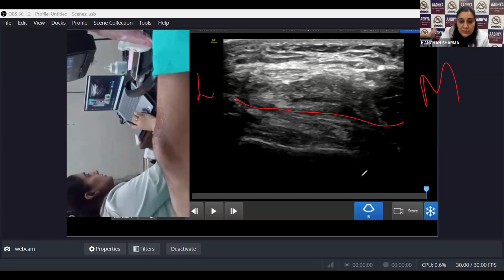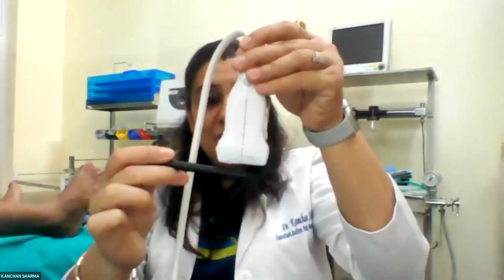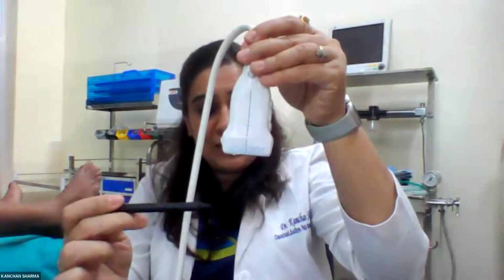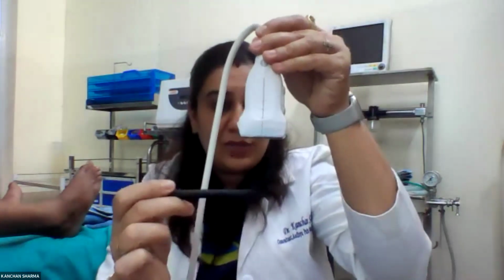Okay, let me stop this and show you here. Now it will be visible to you nicely. So if this was our probe, we have identified that your suprapatellar recess is located at a depth of approximately 2 centimeters from the skin, right? So if this was the skin, I will calculate 2 centimeters from it, and I will go in plane. That's all. It is that easy to inject here, right?